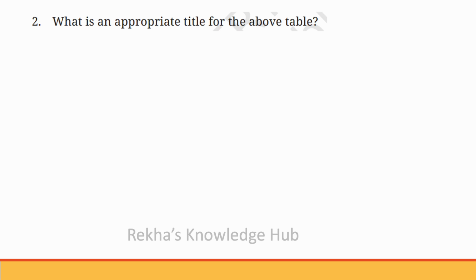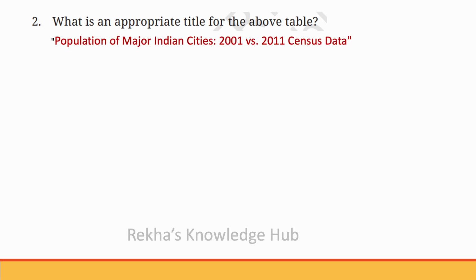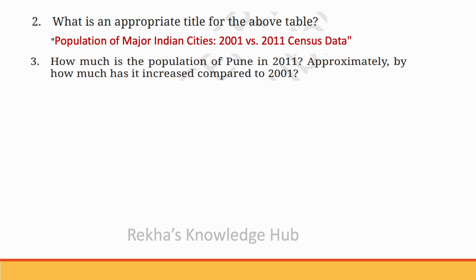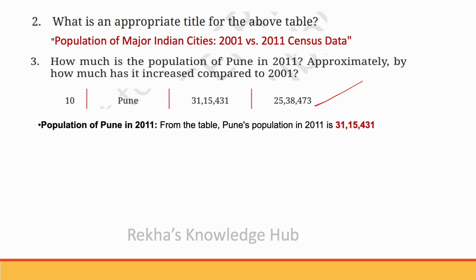What is an appropriate title for the above table? We can give it like this: population of major Indian cities, 2001 versus 2011 census data. How much is the population of Pune in 2011? See, I have given the values here. Then population of Pune in 2011 is, from the table, 31,15,431. Approximately by how much has it increased compared to 2001?